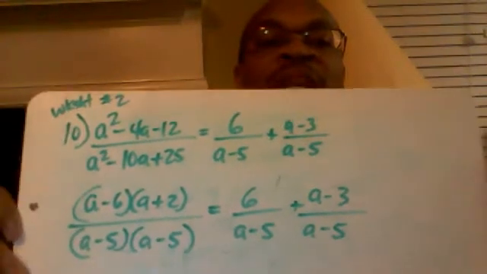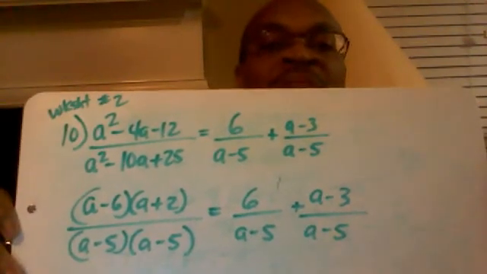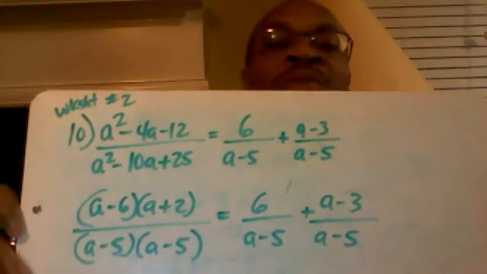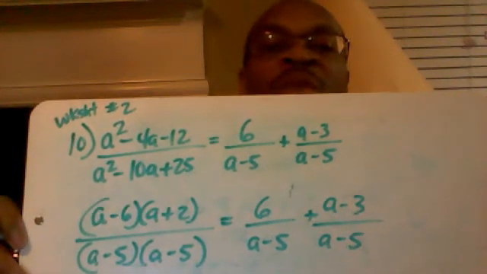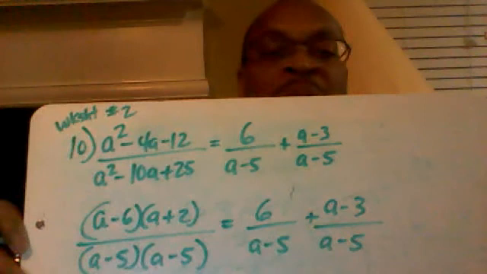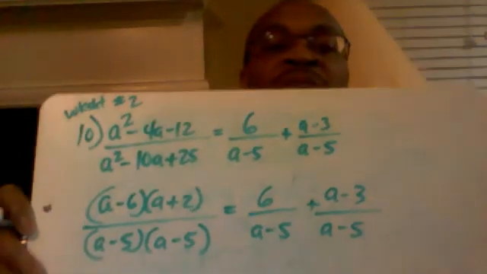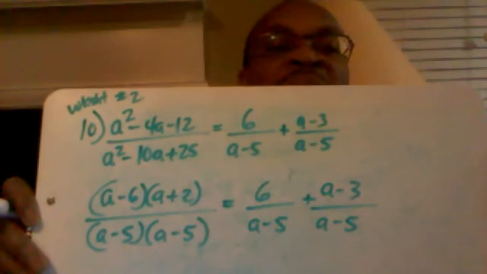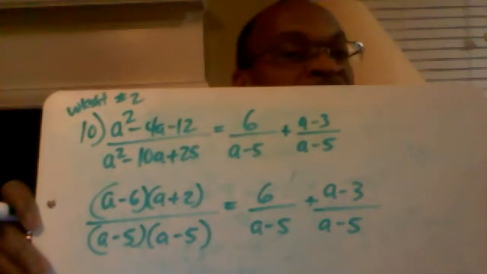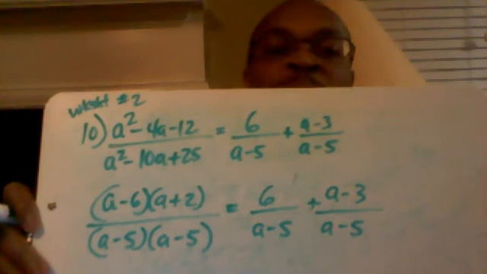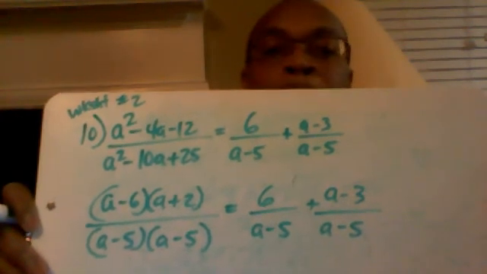Now, looking at your denominators, you see you have a bunch of a minus 5s. The first term on the left has 2. The second term with the 6 on the top has 1 in the denominator. And the last one, a minus 3, has 1 in the denominator. So that means your GCF is just going to be a minus 5. Not a minus 5, a minus 5. You don't write it twice. You don't write repeaters. You just write what you see the first time. If it repeats, you just write it once. So we got a minus 5.